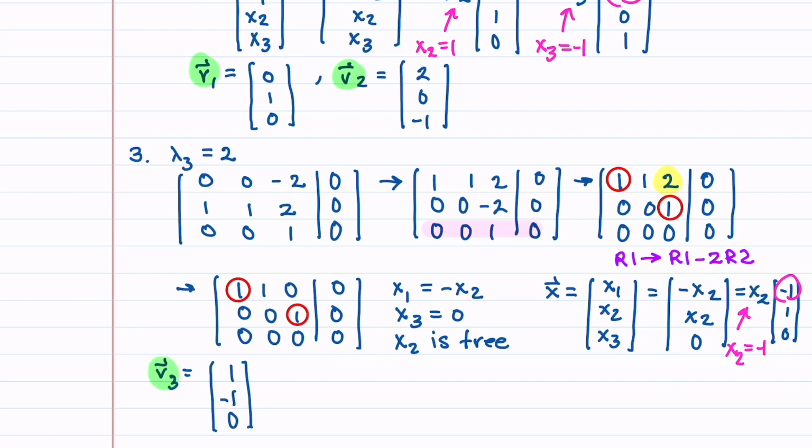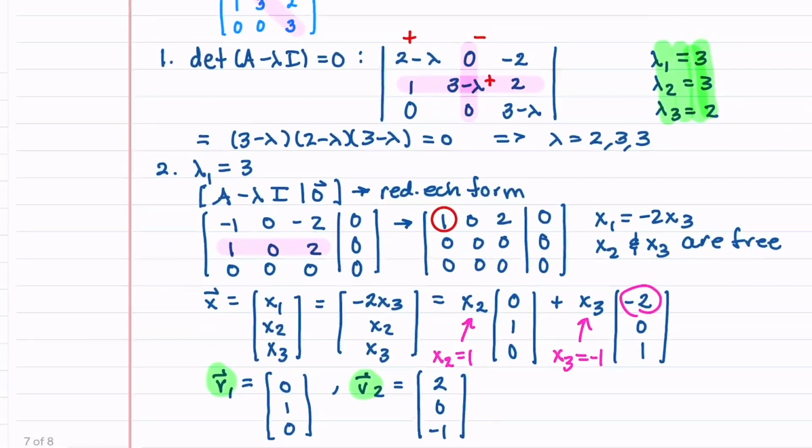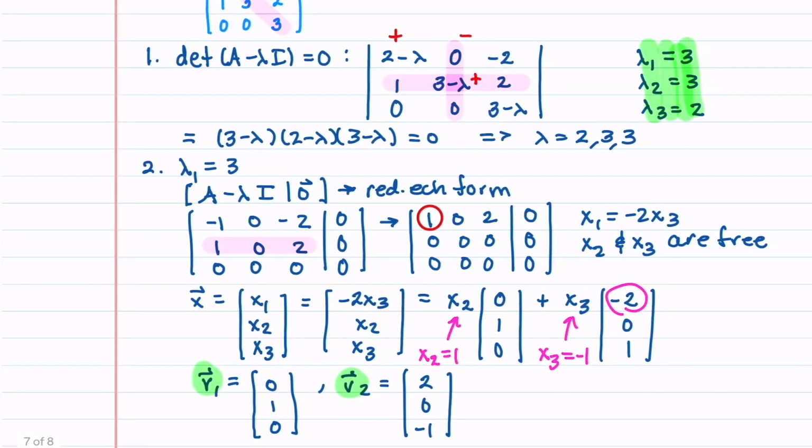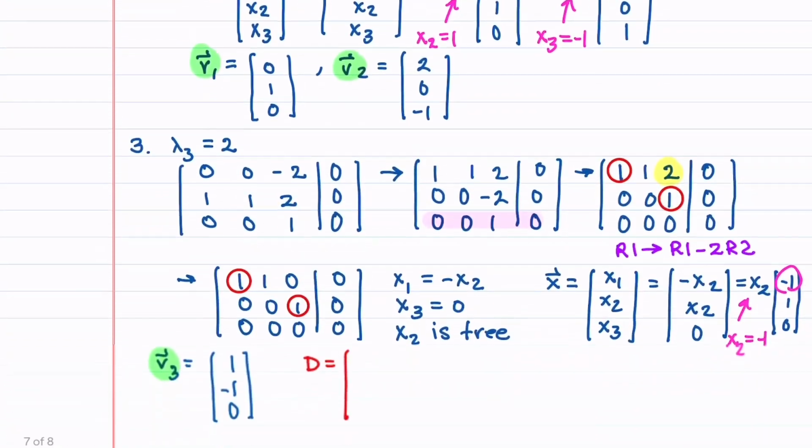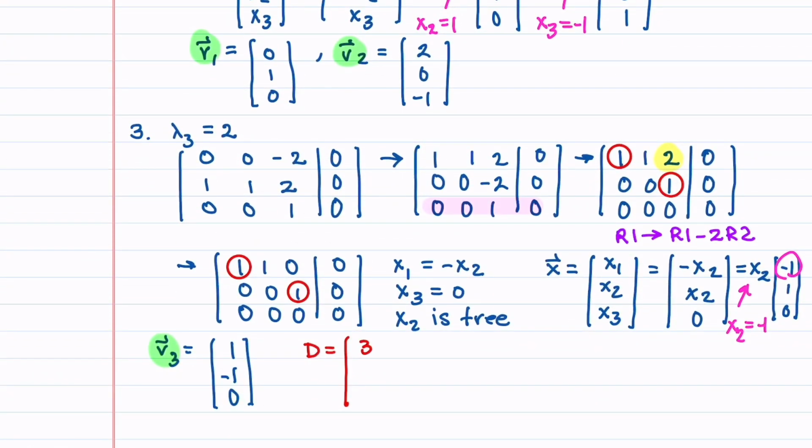Okay, we're almost done. Now all we have to do is create our matrix D and our matrix P. So our matrix D has our eigenvalues lambda 1, lambda 2, and lambda 3. Let's go back up here and find those. They are right here, and they're 3, 3, 2. So on the diagonal, we're going to put 3, 3, and 2. And then everything else is 0.